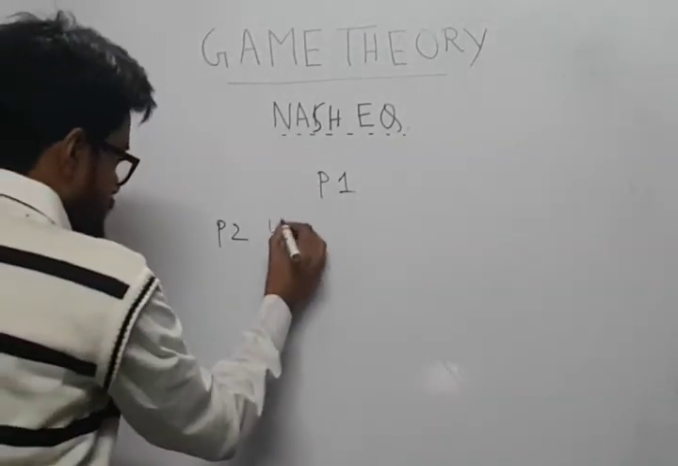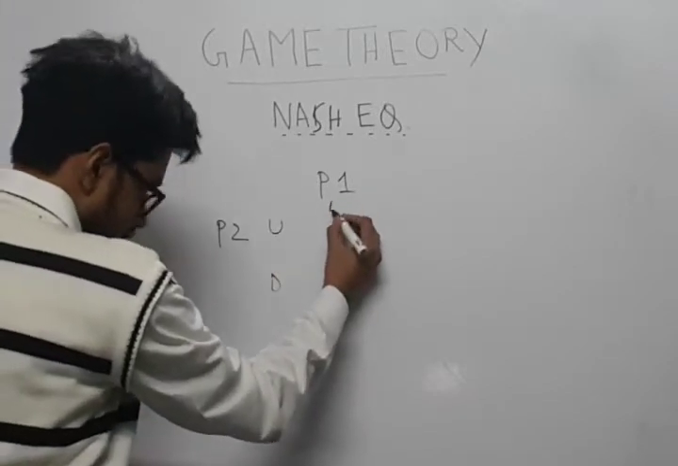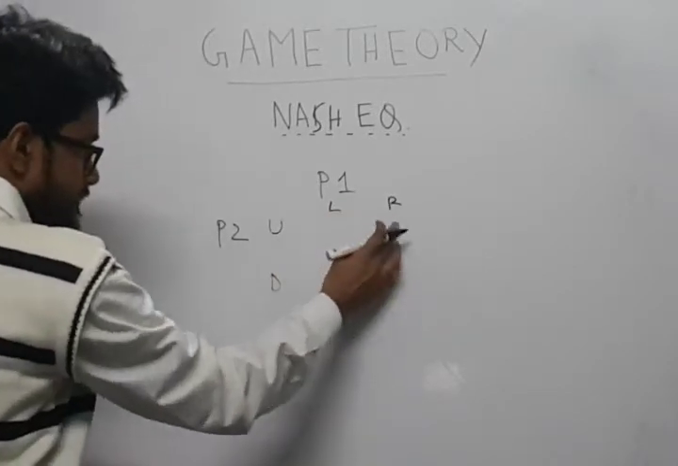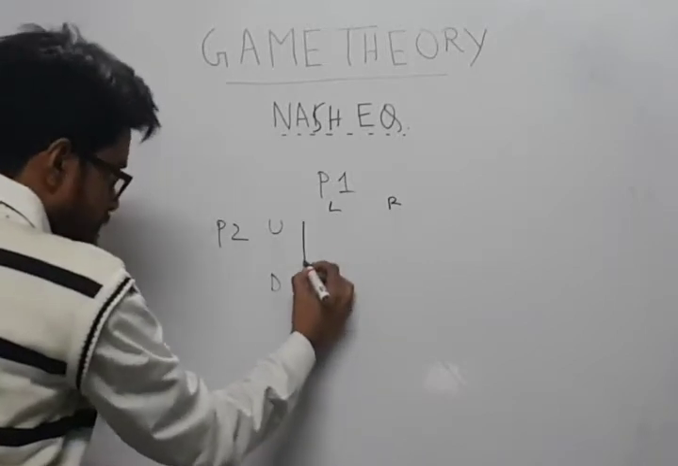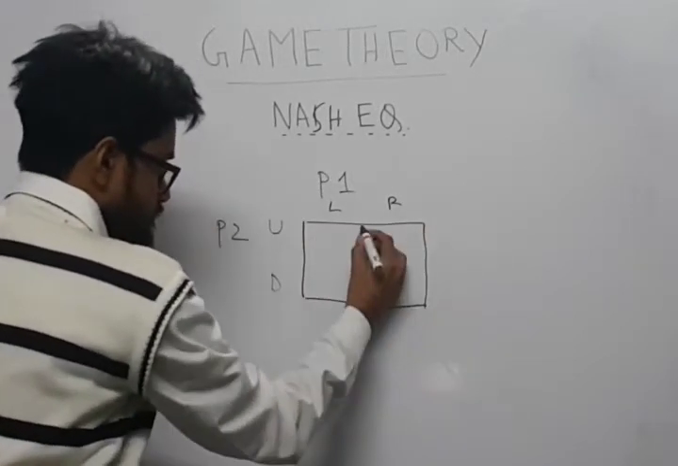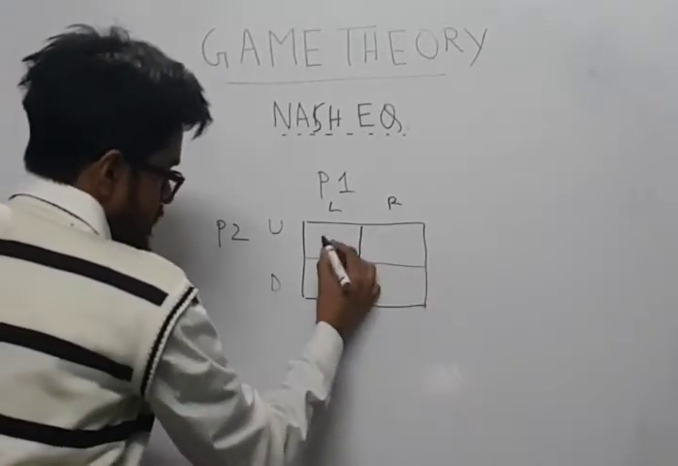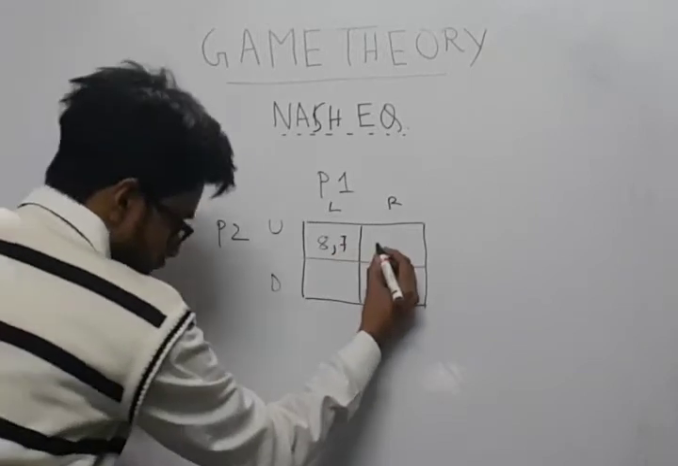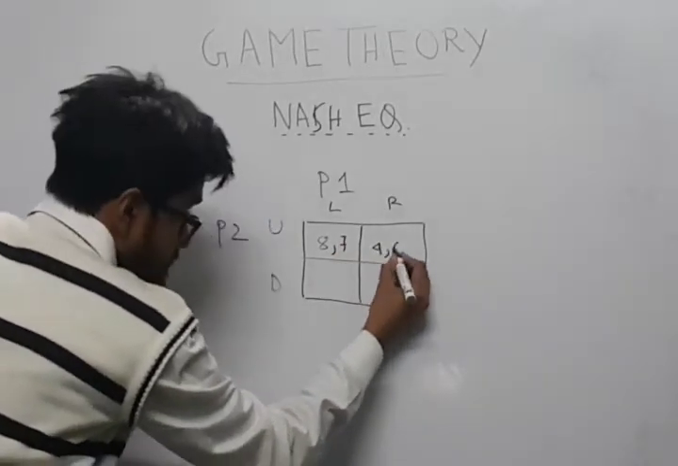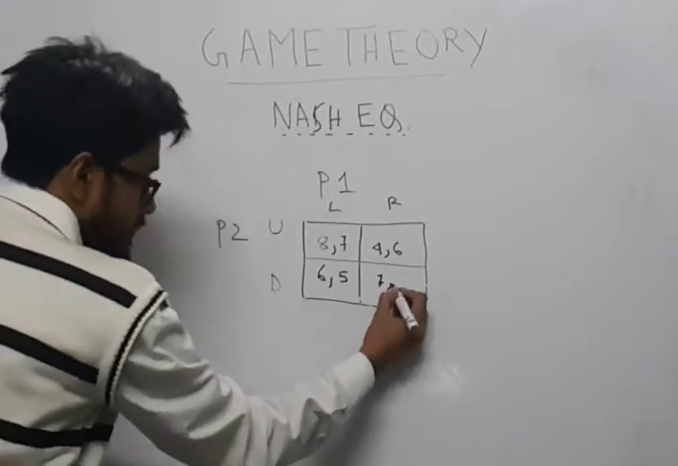I'll write down U and D, this is up, down, and this is L and R, this is left and right. I'll write down the matrix here. Here I'll write 8, 7. Here 4, 6. Here 6, 5. Here 7, 8.